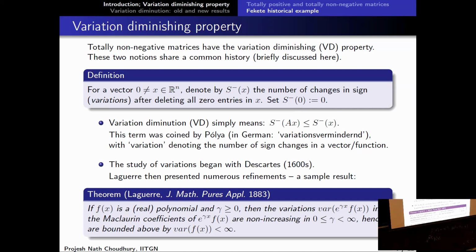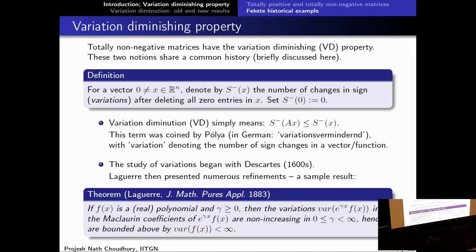So given a polynomial f of x and a non-negative real number gamma, the number of variations in this function is non-increasing, and in fact it is bounded by the value at gamma equal to 0, which is nothing but f of x. And since f of x is a polynomial, the number of variations is finite.